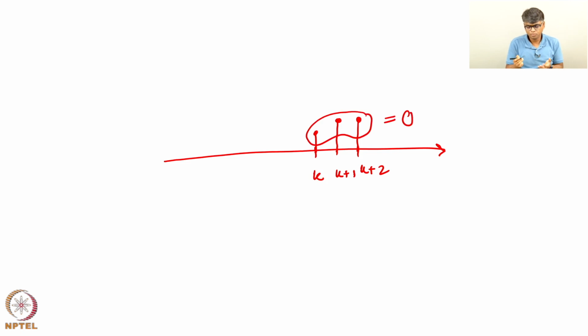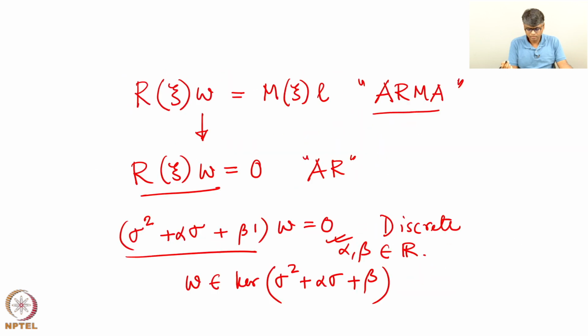There is a window looking back, and it satisfies some linear combination going to 0. That is why it is called an autoregressive system. It is a regression on this trajectory and its various shifts. That is why it is autoregressive. Likewise, as I said, this is called an autoregressive moving average sequence.